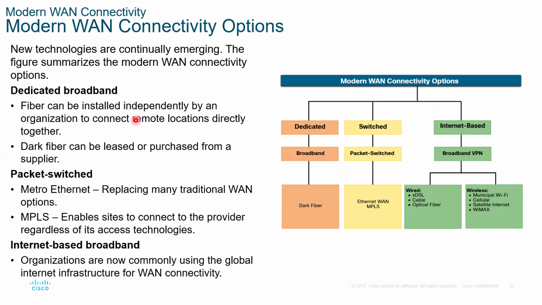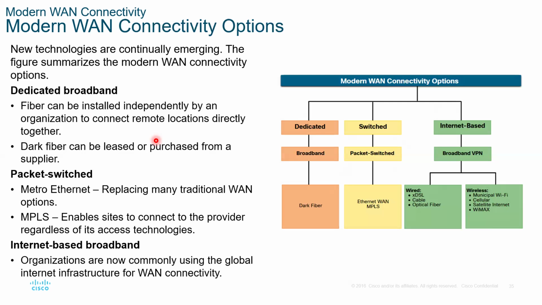Fiber can be installed independently by an organization to connect remote locations directly together. Dark fiber can be leased or purchased. So our Tier 1s are now leasing that dark fiber. It's very expensive actually. I'm not so sure why. It's unused fiber, but it's very expensive. That is dark fiber dedicated. So with the traditional ones, we had our T1, E1 links, but here we have dark fiber.